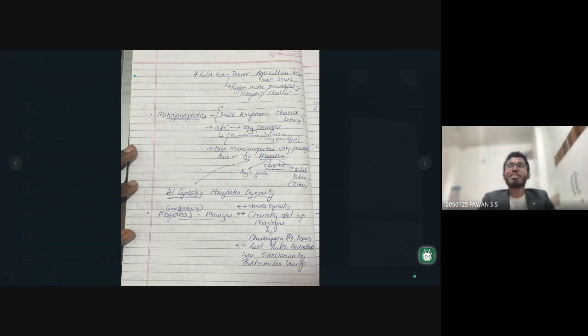Okay. So I'm just telling you, small kingdoms started coming during the later Vedic period. Now what happened? There were 16 kingdoms which became very powerful. What are they called? They're called Mahajanapadas. And one among them was super famous. What are they called? Magadha. And they had two capitals at that point of time, Rajagriha and Pataliputra.